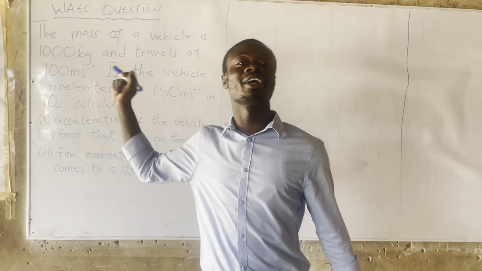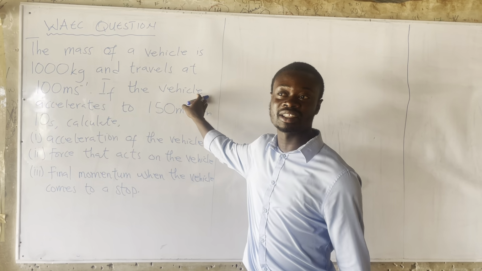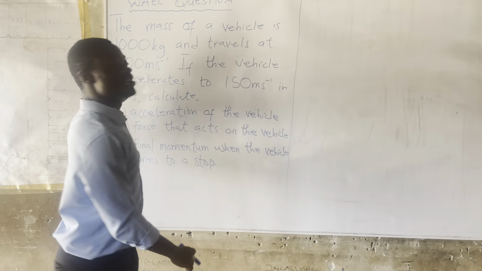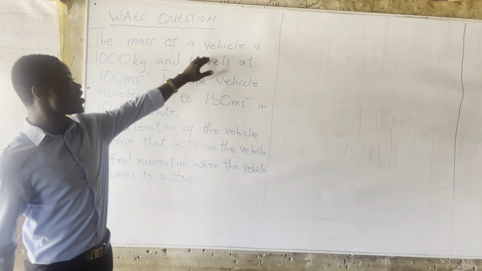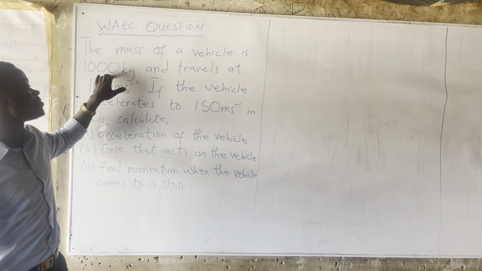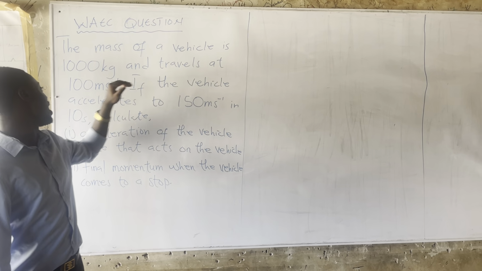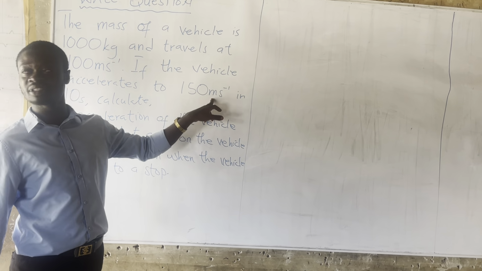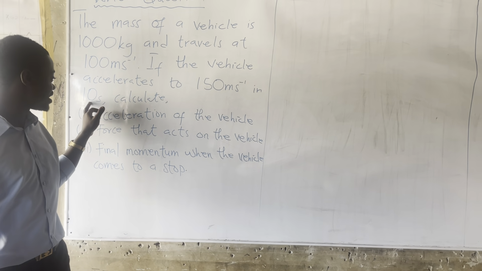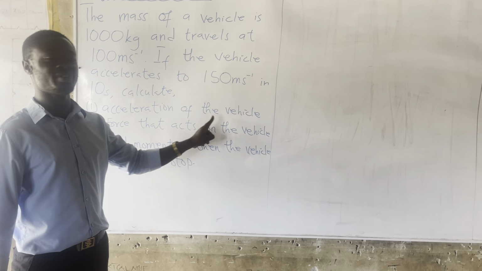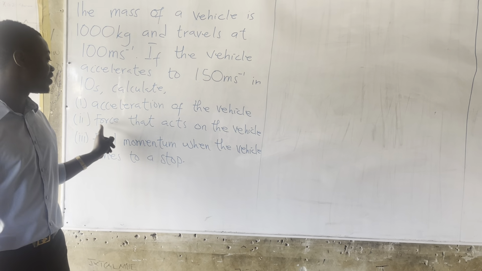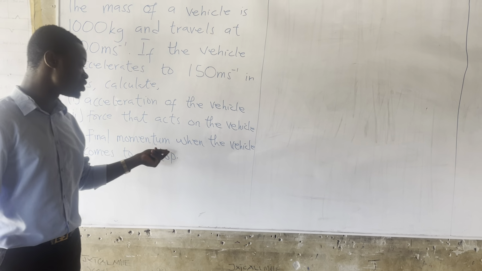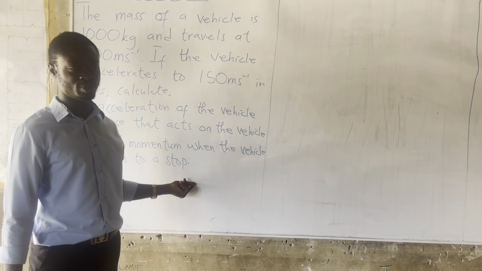Today we have another wire question on the board. Let's look at how we are going to tackle this question. The question says, the mass of a vehicle is 1000 kilograms and travels at 100 meters per second. If the vehicle accelerates to 150 meters per second in 10 seconds, calculate I, acceleration of the vehicle, II, force that acts on the vehicle, and then III, final momentum when the vehicle comes to a stop.